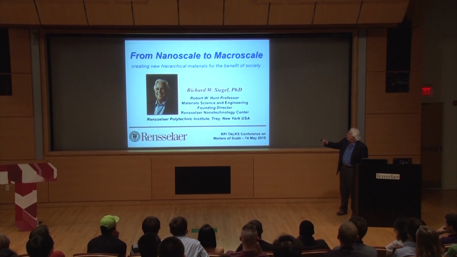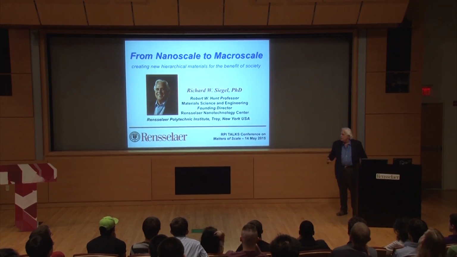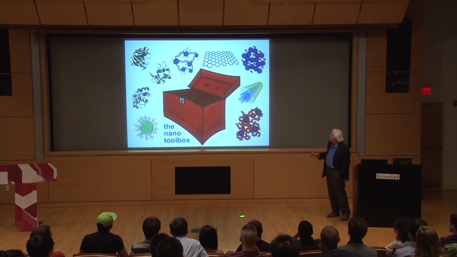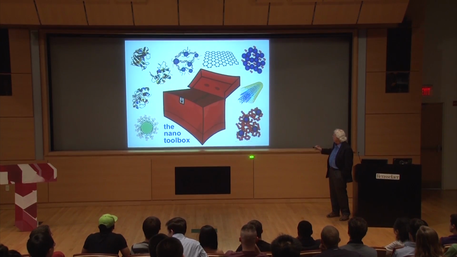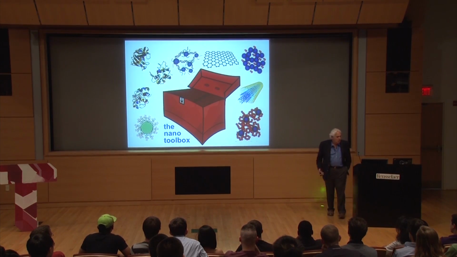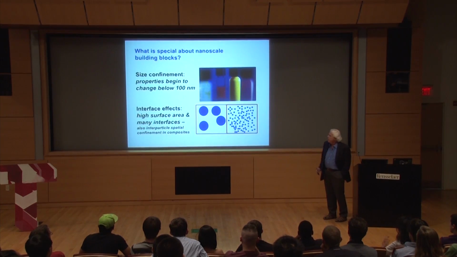So we're going to talk today about from nanoscale to macroscale, creating new hierarchical materials for the benefit of society. What we start with is nanoscale building blocks, what I like to call the Nano Toolbox, which has nanoscale objects from nature, folded proteins that we make, nanoparticles, nanotubes, nanolayers, and simple assemblies of these where we can distribute the nanoparticles and tubes among polymers, or make connections between nature's own polymers and nanoparticles to do neat things.